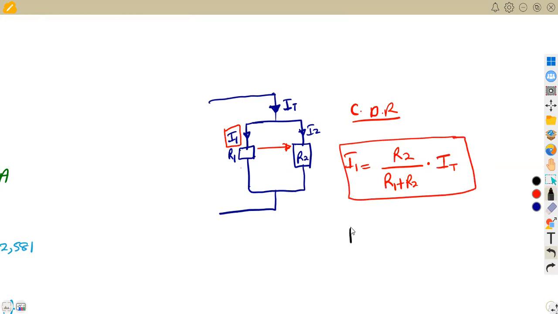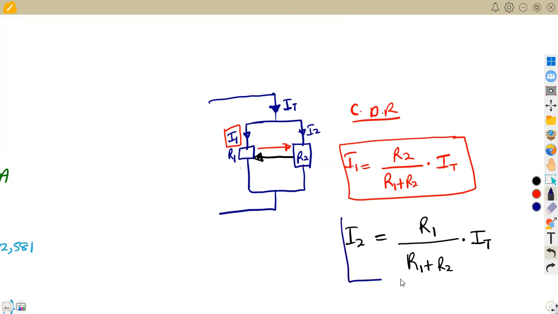The same applies to I2. If you are calculating I2, you use the opposite resistor on top. So it is going to be R1 over the sum of the resistors, which does not change, R1 plus R2, times the total current. This is the one that you are going to use when you are calculating current 2.